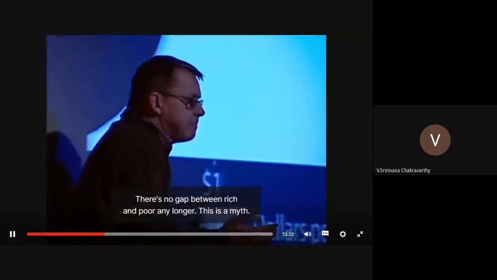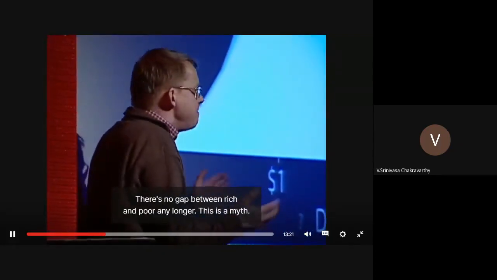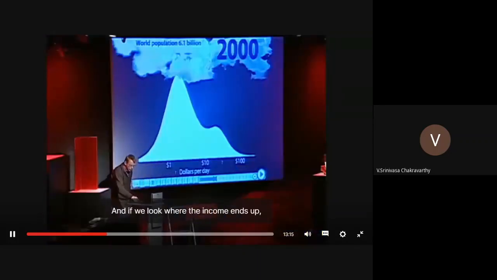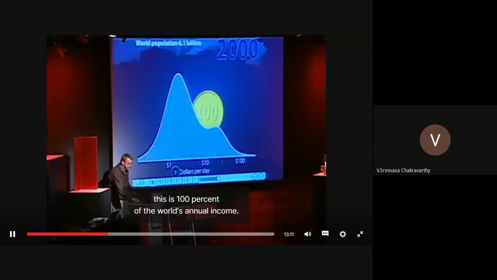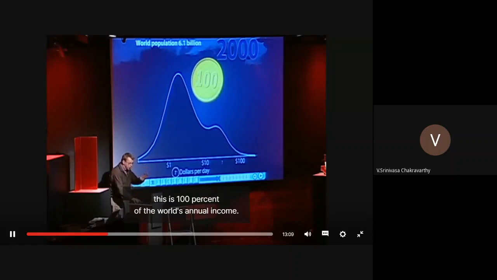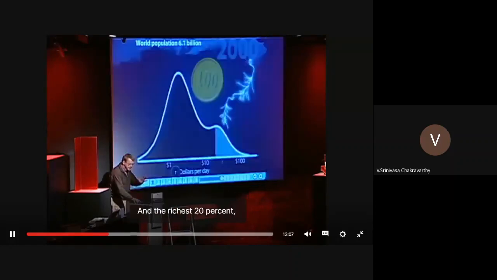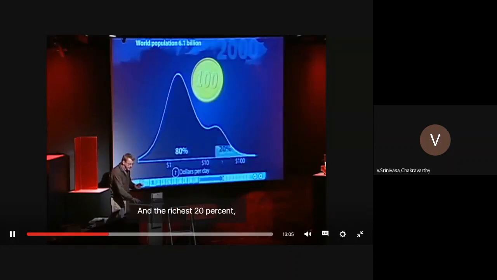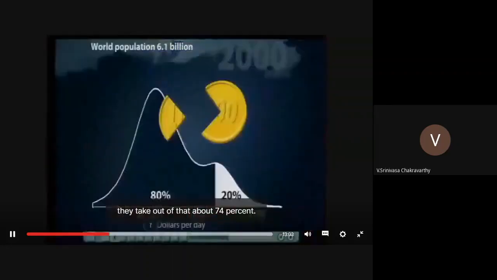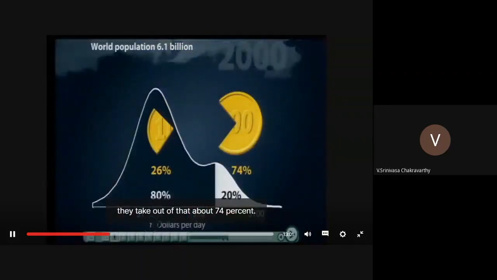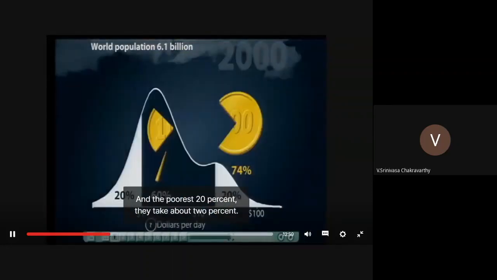There's no gap between rich and poor any longer. This is a myth. There's a little hump here, but there are people all the way. And if we look where the income ends up, this is 100% of the world's annual income. And the richest 20% take out of that about 74%. And the poorest 20% take about 2%.